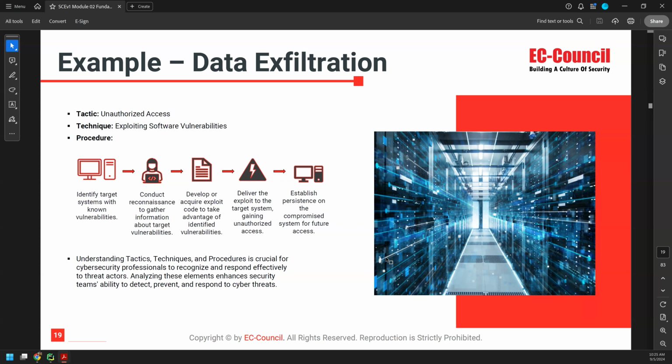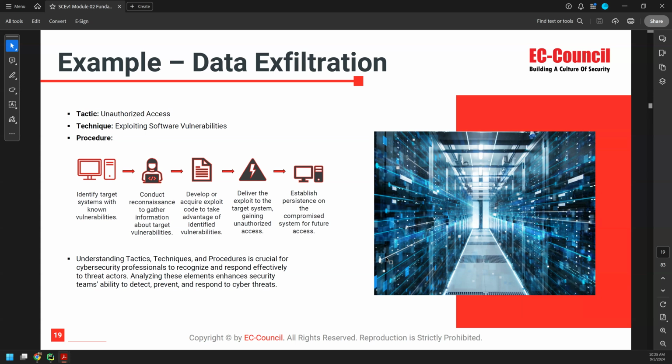If we can get to it this semester, like I said, I have a really good lab set up of doing this on a water treatment facility, and it gives us the ability to actually overload the tanks and cause mass chaos in there as well. But understanding how they're doing this is crucial for us cybersecurity professionals in order to recognize and respond effectively when we see these threat actors.